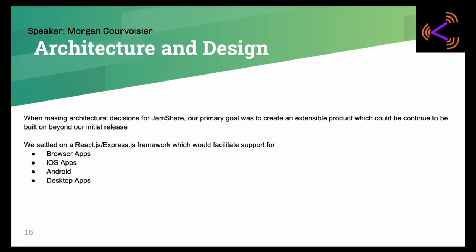So when making architectural decisions for Jamshare, we had a goal of creating an extensible product, which could continue to be built beyond our initial release. For this reason, we settled on a React.js and Express stack, which would facilitate support not only for the browser app which we developed, but in the future iOS apps, Android apps, desktop apps, anything like that is possible with React, which was very appealing to us.